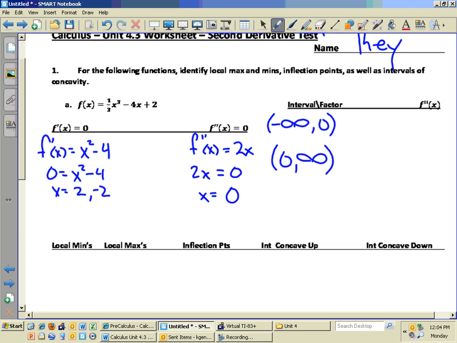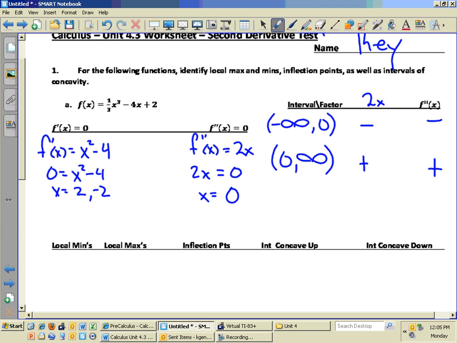The only factor in my f double prime of x is 2x. So what's a number you could plug in between 0 and negative infinity? Negative 1. 2 times negative 1 is negative, so f double prime of x is negative over that interval. I plug in, say, positive 1, and I get a positive value, so it is positive there.